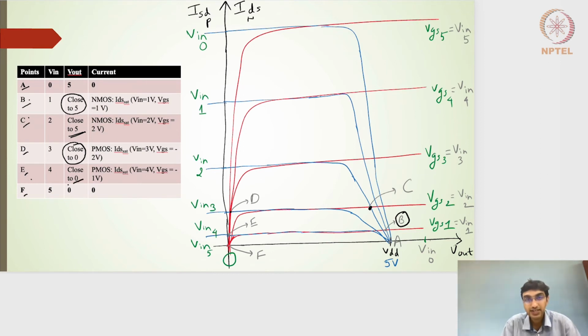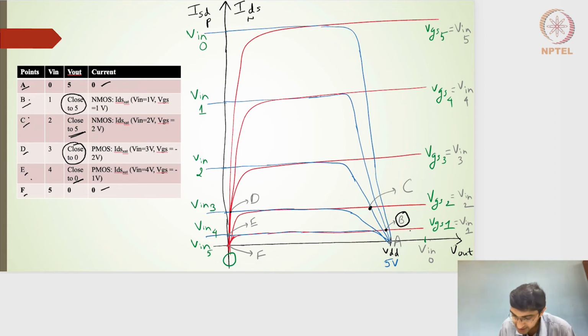Let's try to find what the current is. The current of A and the current of F is anyway 0. So that's what I have stated here: current of A and current of F is 0. Now the current of B. So this is my intersection point.